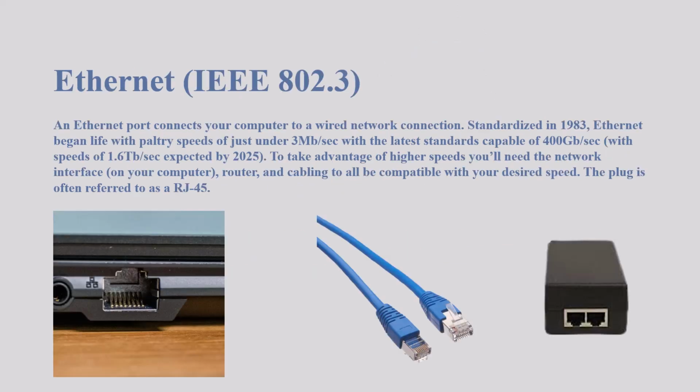Ethernet, IEEE 802.3. An Ethernet port connects your computer to a wired network connection. Standardized in 1983, Ethernet began life with paltry speeds of just under 3 megabits per second, with the latest standard capable of 400 gigabits per second with speeds of 1.6 terabits per second expected by 2025. To take advantage of the higher speed, you'll need the network interface on your computer, a router, and cabling to all be compatible with your desired speed. The plug is often referred to as an RJ45.